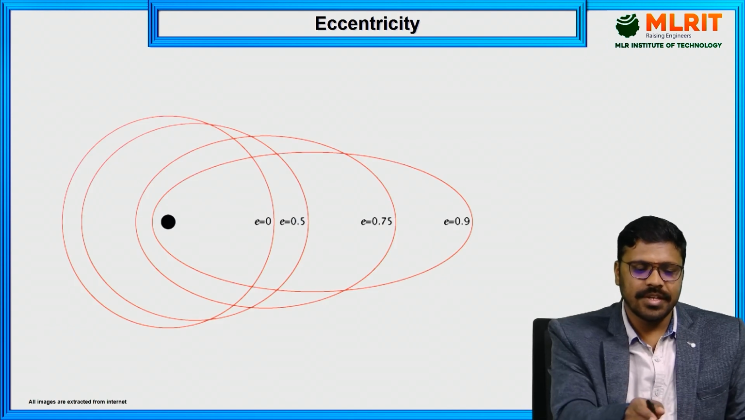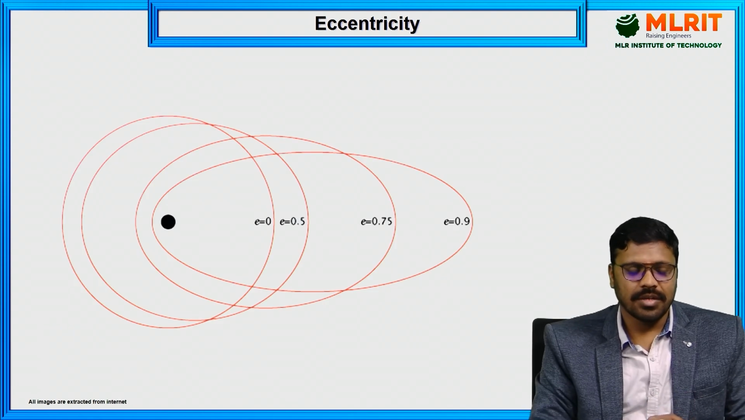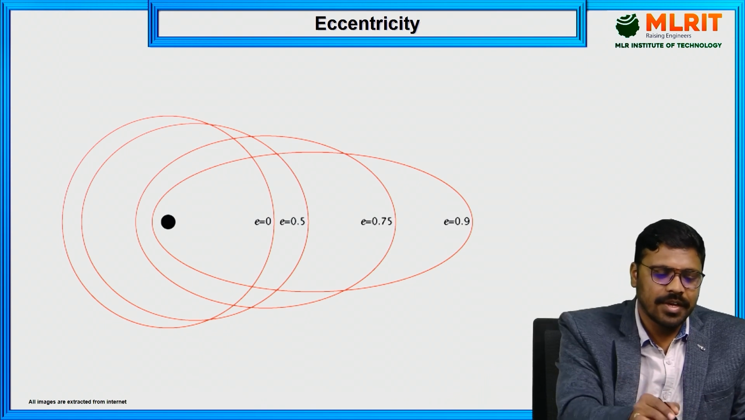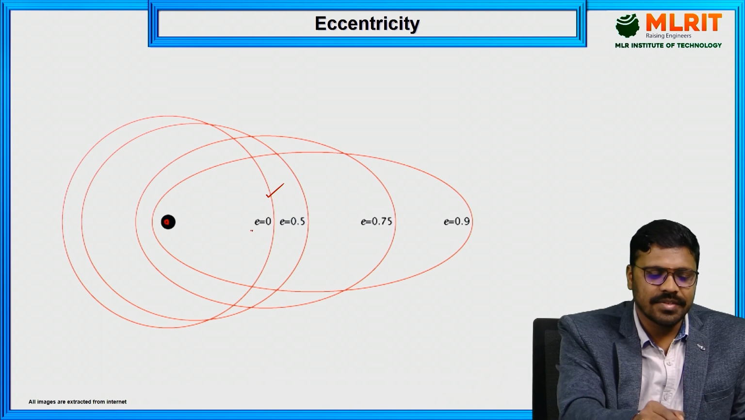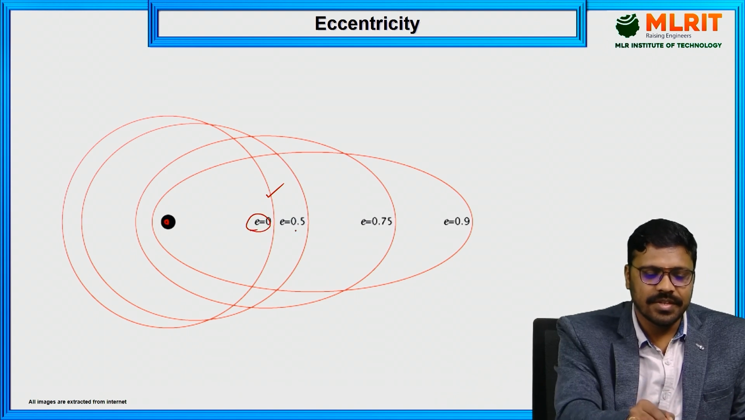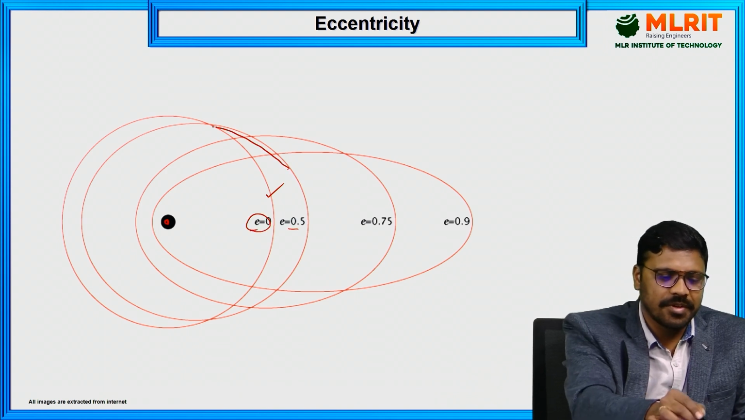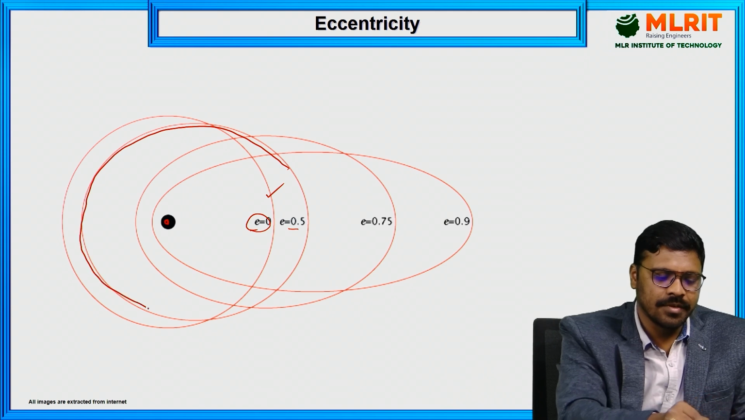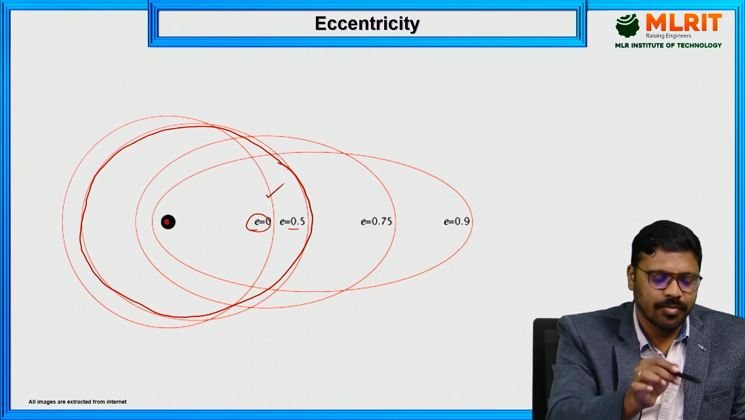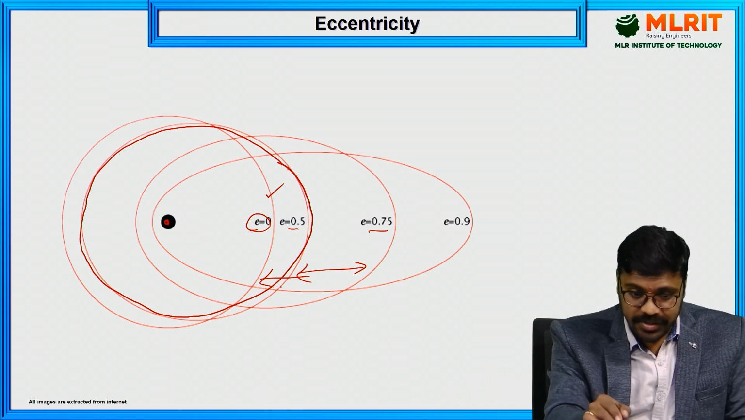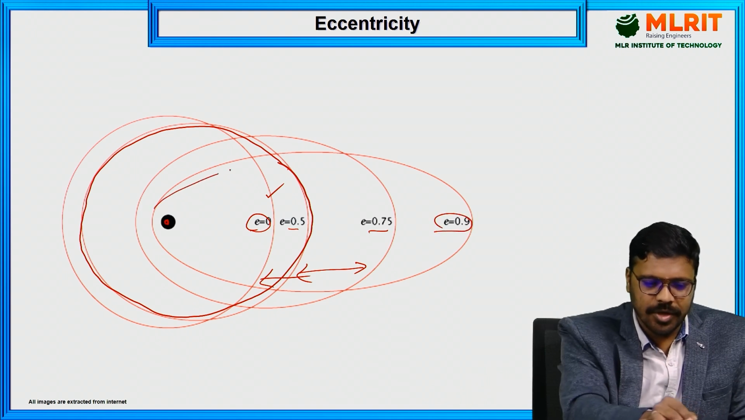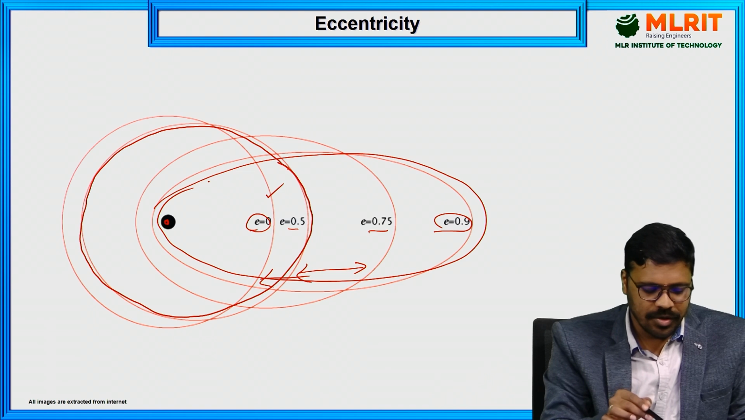So here you can see the deviation of the orbits from circular orbit. Here, this is a circular orbit and this is the focus, and eccentricity is 0. And if you see, eccentricity is 0.5, you can see this is the orbit, a small deviation. If you go to eccentricity 0.75, you can see the difference is this much from the circular orbit. And if you go for eccentricity 0.9, the deviation is much more from the circular orbit.